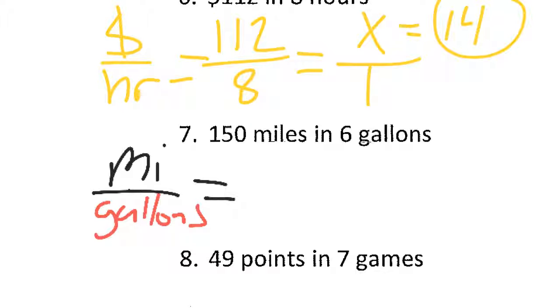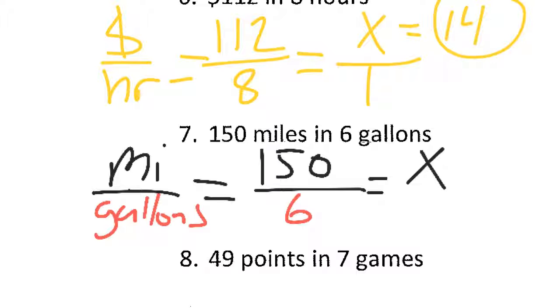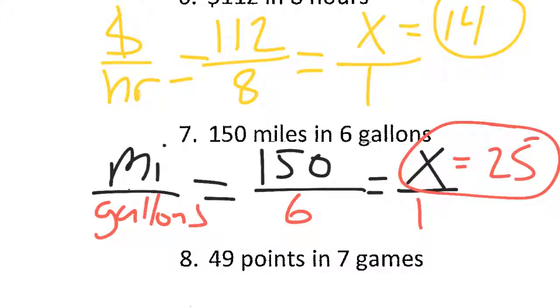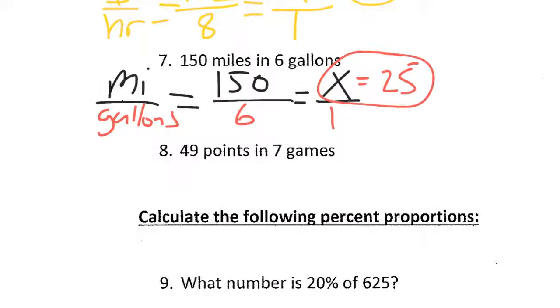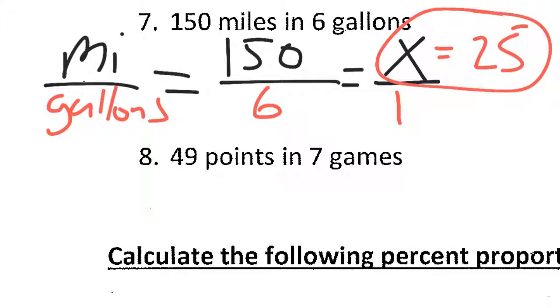So what I know is that it's 150 miles for those 6 gallons. And what we want to know is how many miles we can go on 1 gallon. So it's just 150 divided by 6, which comes out to 25. So it's going to be 25 miles per gallon. Last one of these like this.